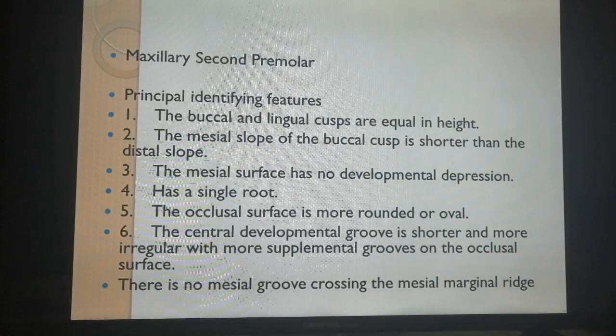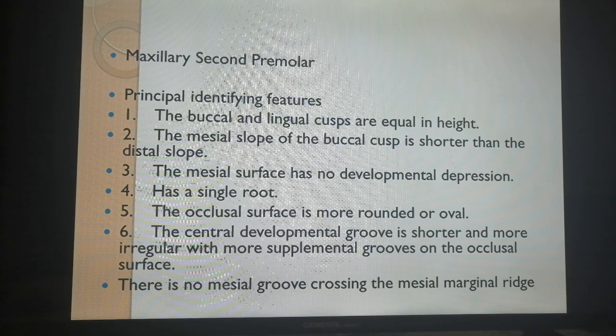As for the maxillary second premolar, we will take only the principal identifying features. Number 1, the buccal and lingual cusps are equal in height. Number 2, the mesial slope of the buccal cusp is shorter than the distal slope. Number 3, the mesial surface has no developmental depression. Number 4, has a single root.